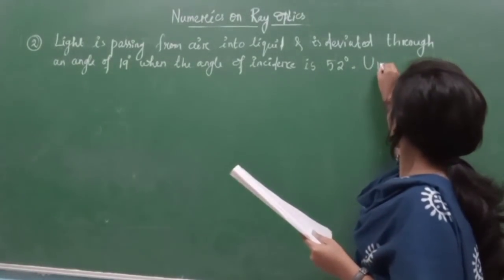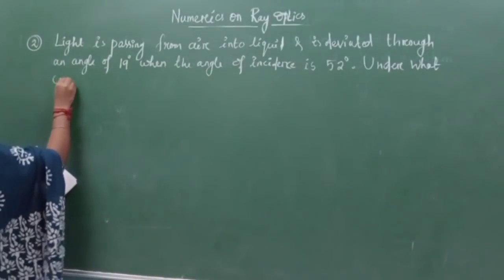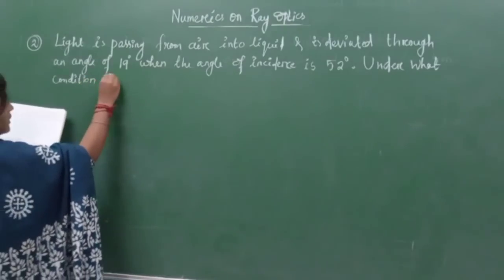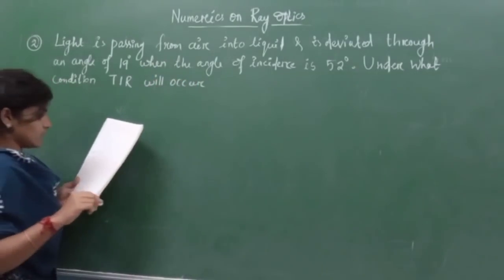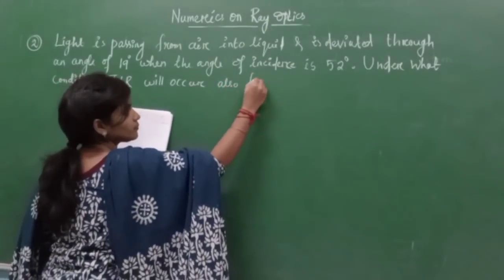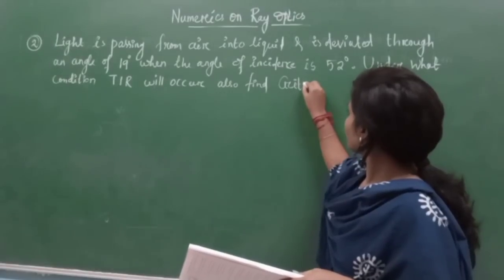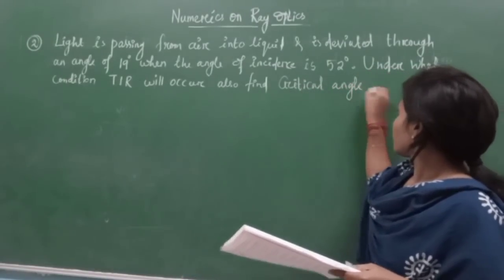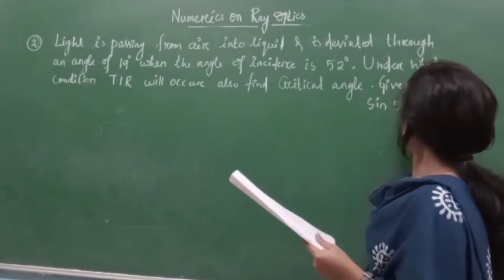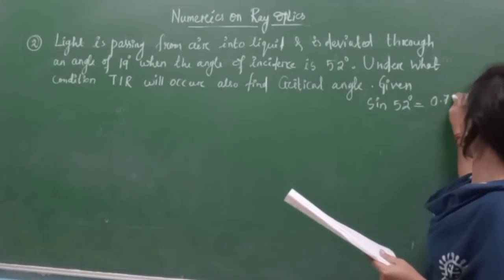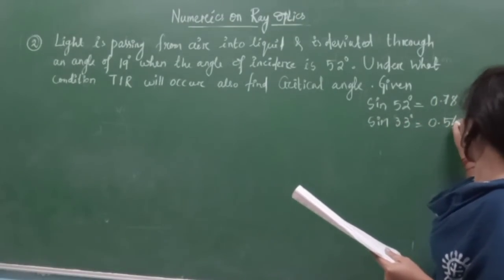Under what condition does TIR occur? Also find the critical angle, given that sin 52 degrees is equal to 0.78, and sin 33 degrees is equal to 0.54.